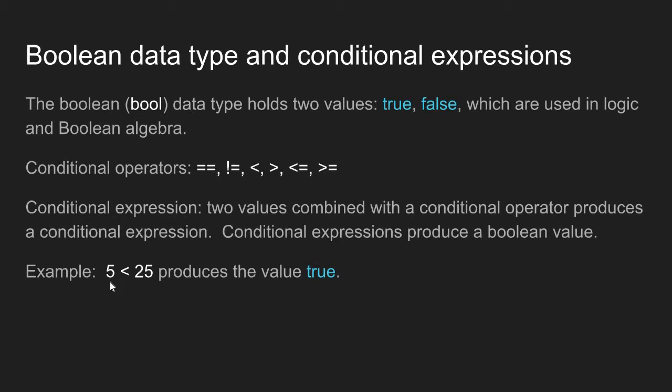So for example, here I have a conditional expression. I've combined two values with a conditional operator. This creates a conditional expression. And this expression reads 5 is less than 25. Now if this expression is true, it's going to produce a Boolean true value. So 5 is less than 25 produces the value true. Just like if this were 5 plus 25, the algebraic expression would produce the numeric value 30.